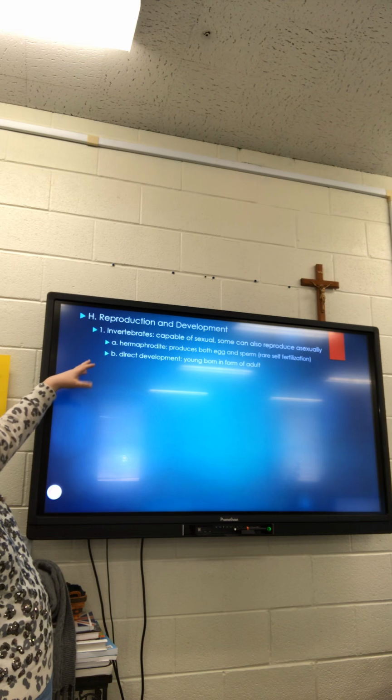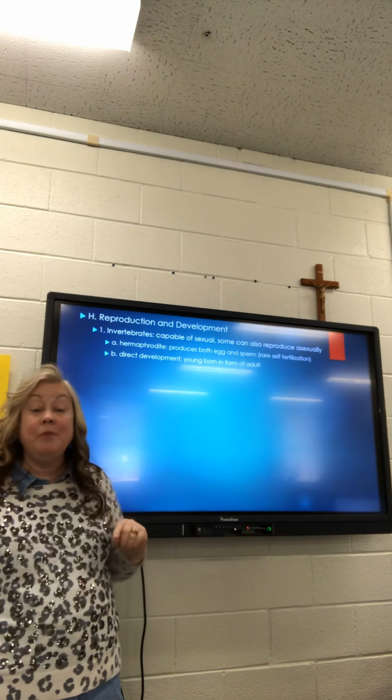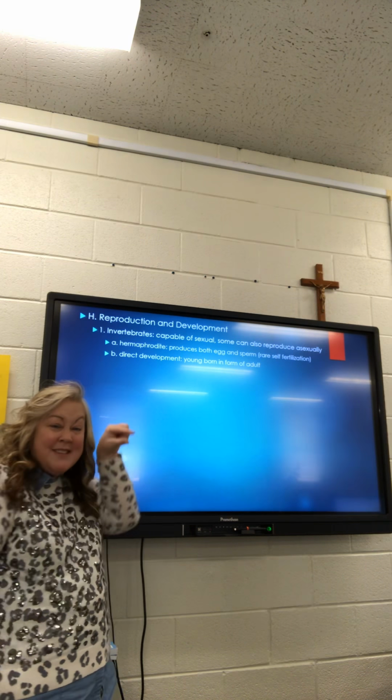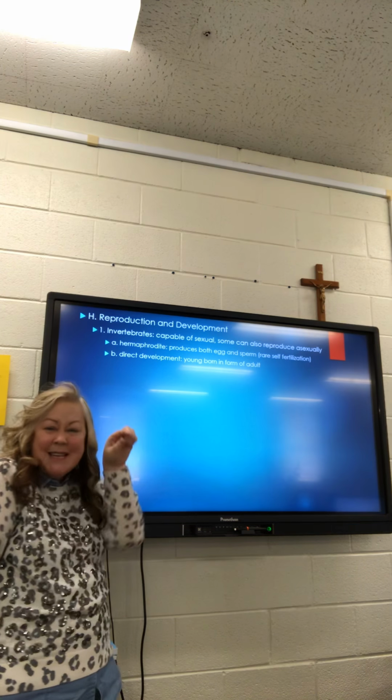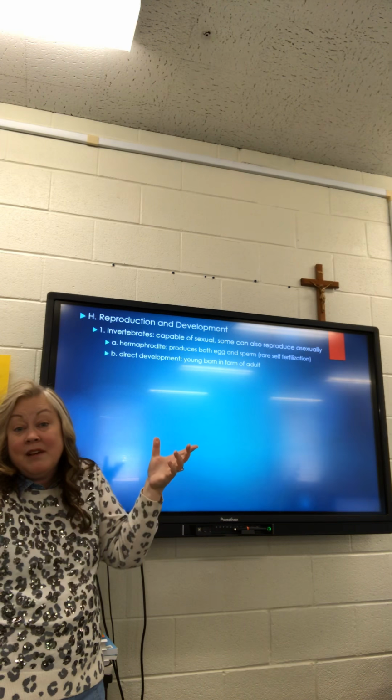In invertebrates, you've got direct development, where the young is born in the form of an adult. For example, grasshoppers. Grasshoppers are born as little bitty, teeny, tiny baby grasshoppers. They're so doggone cute. Then they just grow into bigger grasshoppers.